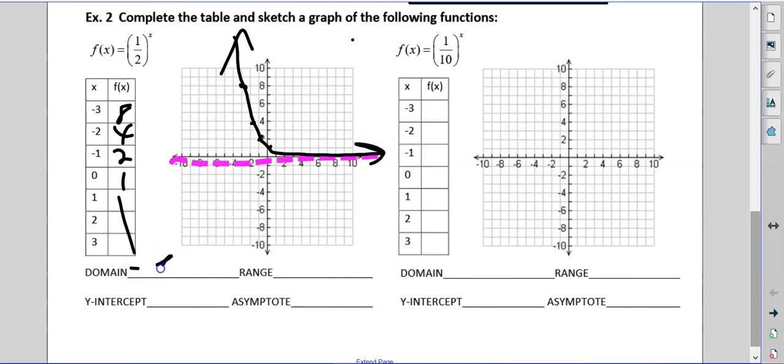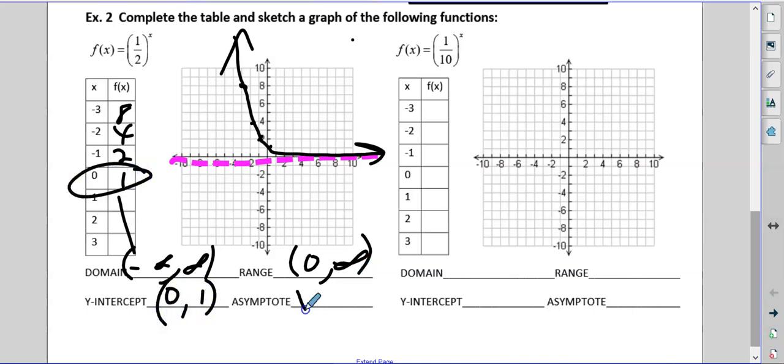Right? Again, the domain's not changing, negative to positive infinity. The range, now this time, notice, again, it's still going up towards positive infinity, and it's still coming down, not hitting 0. Even though it looks a little different, it's still the same thing. It's going up forever and going down until it almost hits 0 and then stops. All right? The y-intercept, again, right here, 0, 1. And the asymptote is going to again be y equals 0. Remember, it's y equals, not x equals.